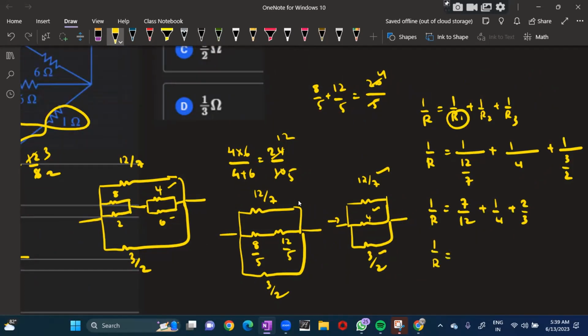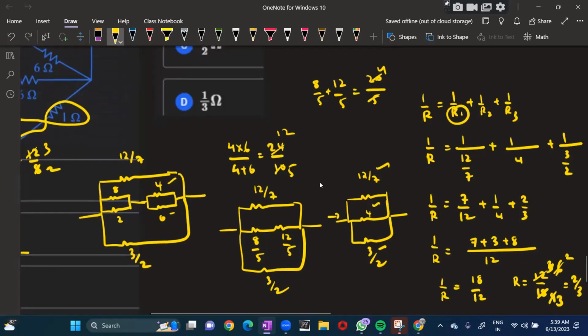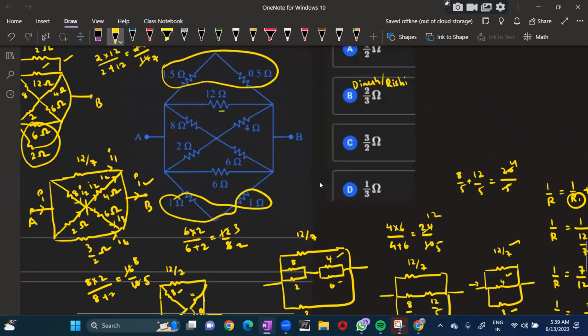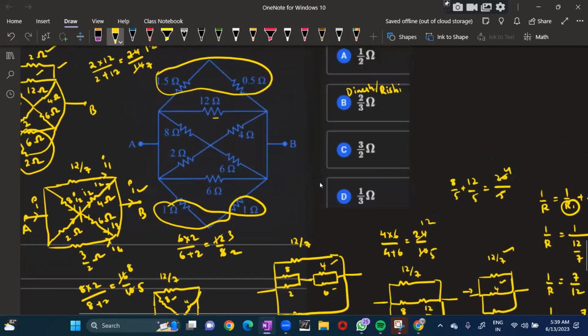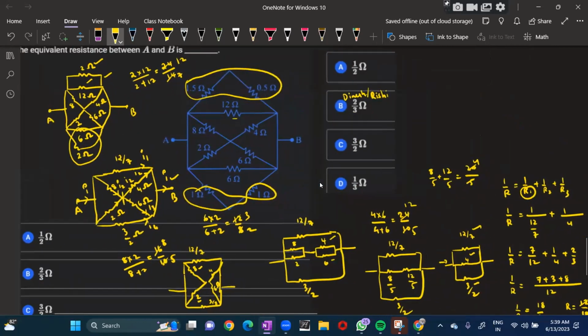So 1 by R equal to, if you take the LCM, what can you write? 12, 7 plus 3 plus 8. So 1 by R equal to how much? 7 plus 3 is 10, 10 plus 8 is 18 by 12. What is the net resistance? 12 by 18, 2 9s are 18, 3 2s are 6, 3 3s are 9. So the answer is 2 by 3. Yes, option B is the right answer. Very good job.